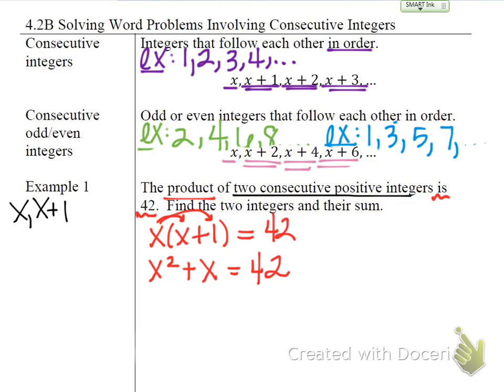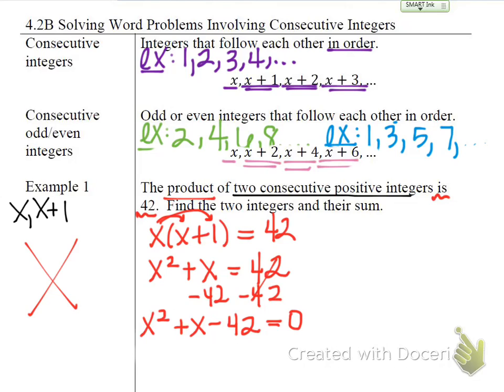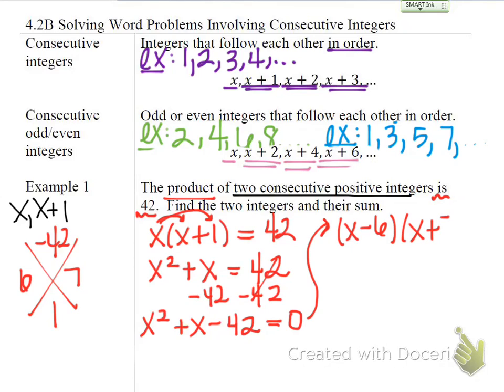I cannot solve unless the whole thing is equal to what? So what will you do next? Subtract 42. So that gives me x squared plus x minus 42 equals 0. How can I solve? Diamond method. So we need the two numbers that multiply to negative 42 and add up to positive 1. Negative 6, positive 7. So I'm going to move my work up here. That's going to give me x minus 6 times x plus 7 equals 0.